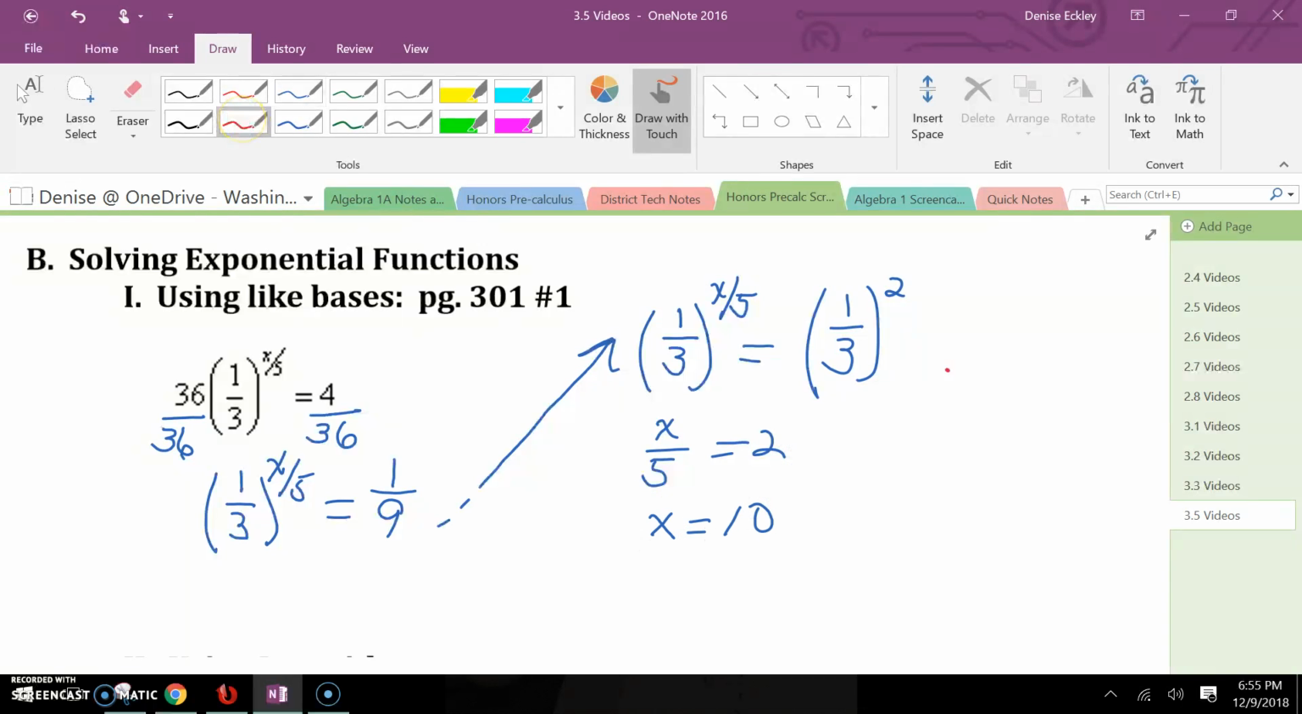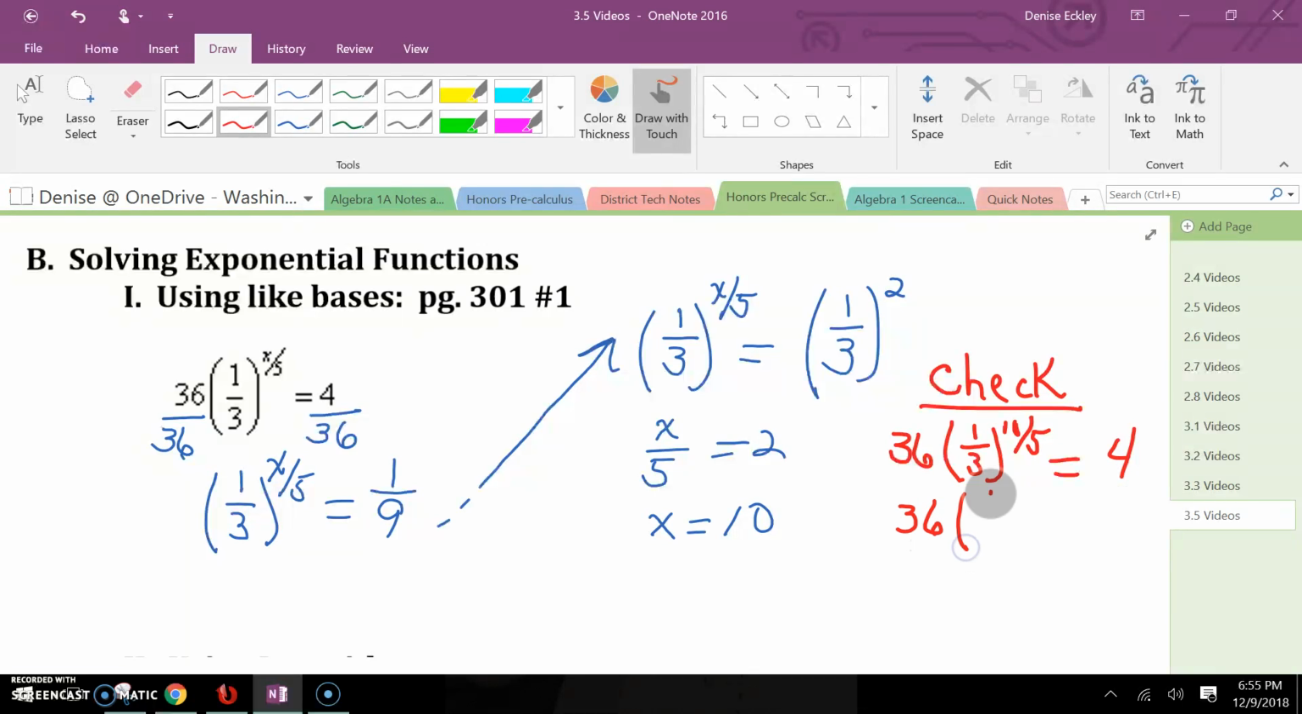Then checking our solution, as is asked for in the problem, when we put that back in, what we have is 36 times 1/3 to the 10 over 5 should equal 4. So this is 36 times 1/3 squared. So we have 36 times 1/9, which is, of course, 4.